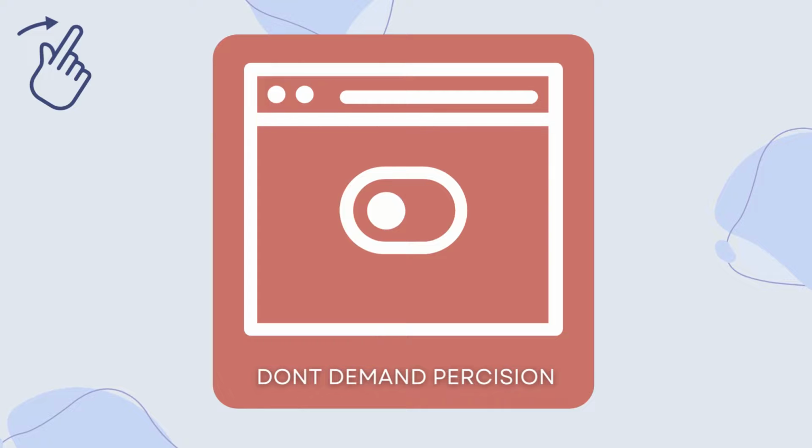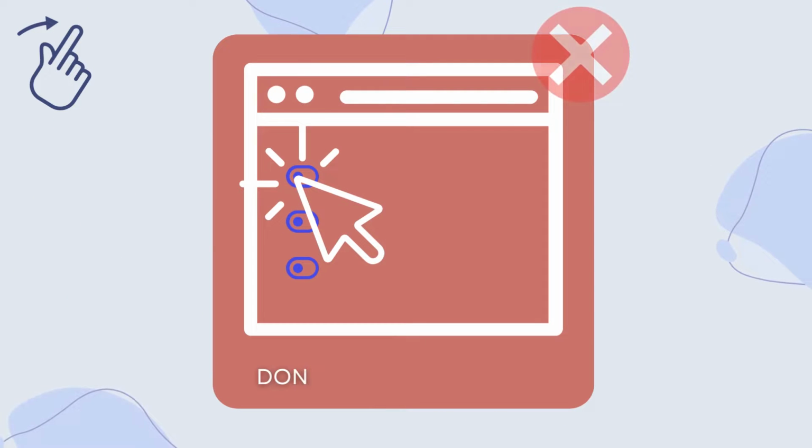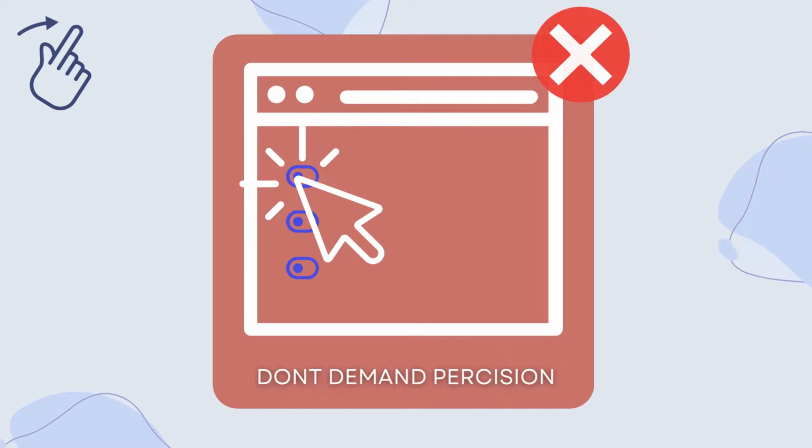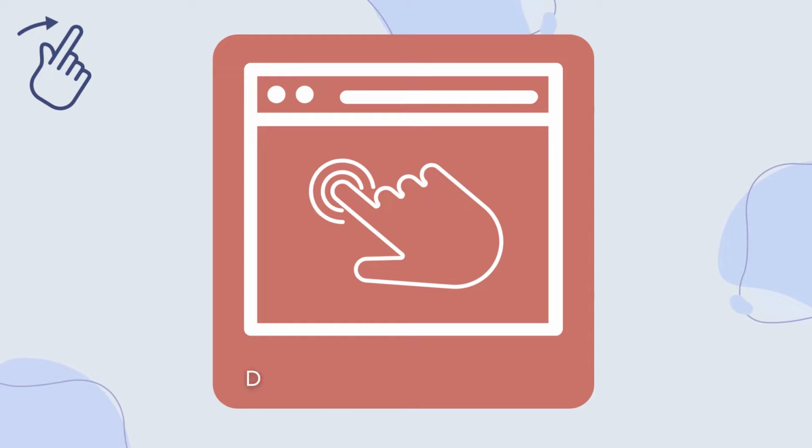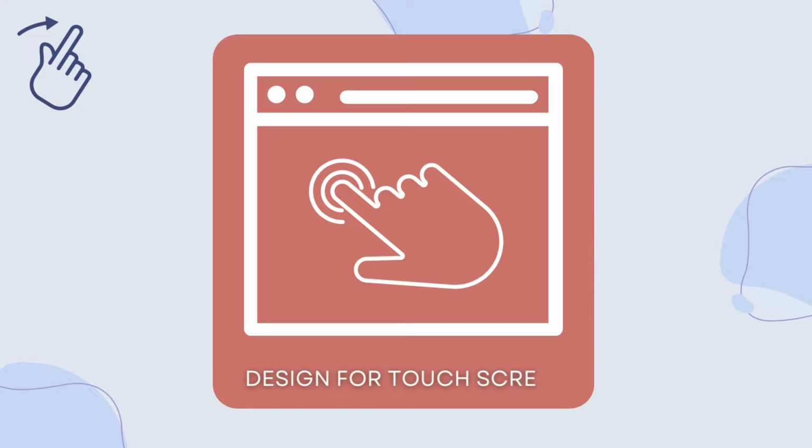Don't demand precision. Make clickable actions large enough that don't require incredibly precise clicks to interact with hyperlinks, buttons, or downloads. Design with mobile and touch screen in mind. Many users are accessing the internet through mobile devices. This means creating inclusive design requires that mobile accessibility is at the forefront.